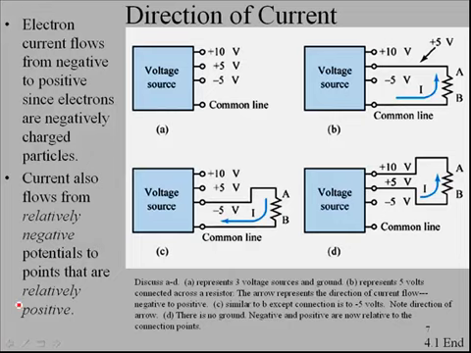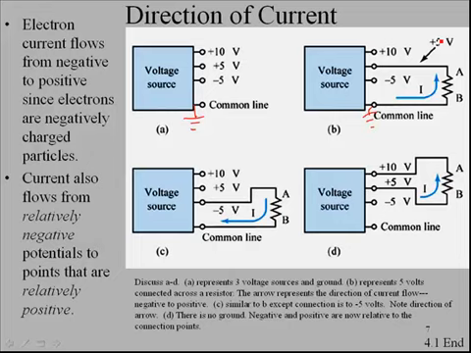Okay, direction of current. We're going to be looking at electron flow. Electron current flows from negative to positive since electrons are negatively charged particles. The way we're going to depict this is, we'll start off in item A here, and we see a common line which we could understand to be ground, and then we have three voltage supplies, in this case minus 5 volts, positive 5 volts, and positive 10 volts. If we were to connect a resistor in this circuit, let's connect to the ground, and we'll go to the positive 5 volt line.